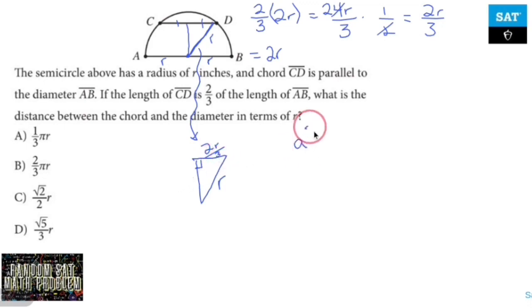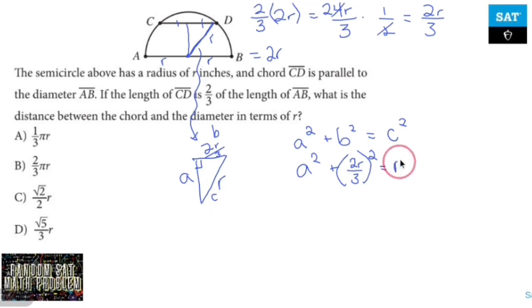I'm going to use the Pythagorean theorem: a squared plus b squared equals c squared, because I'm trying to find that missing length there. I have a radius, or hypotenuse, and then a leg there. So I'll call you a, you can be my b, and you'll be my c. So a squared plus 2r over 3 squared equals c, which is r squared.